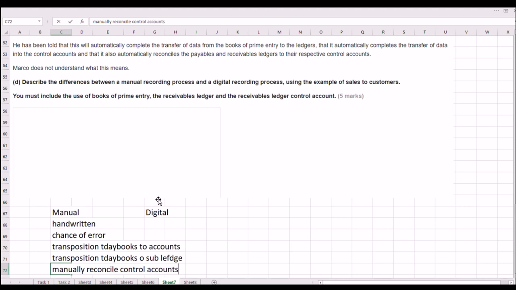And the digital one. So in terms of our digital system, when we record, let's say, the sale in the books of prime entry, they're automatically transferred to the general ledger accounts and the subsidiary accounts, and they automatically reconcile.